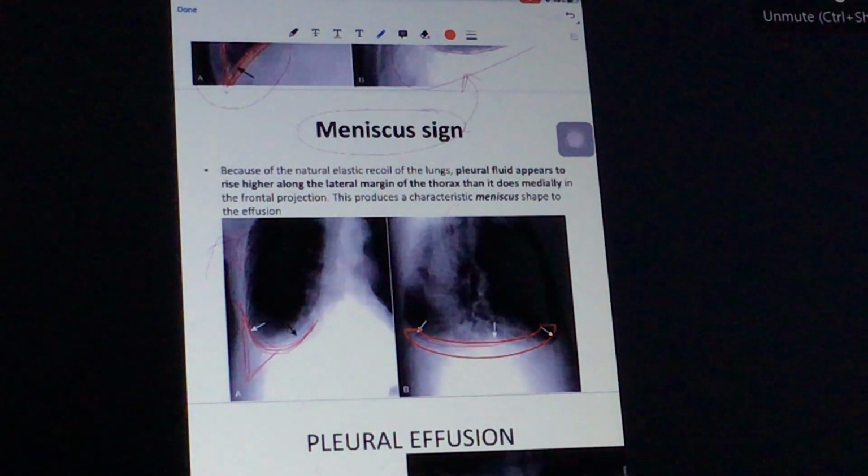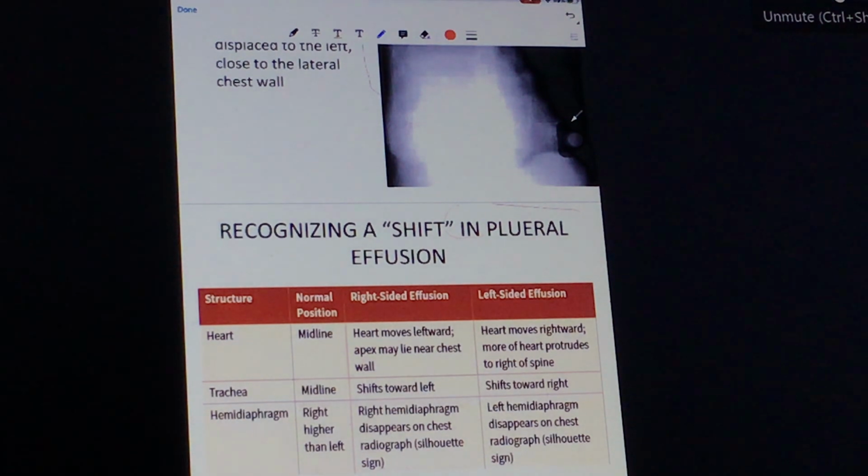So, I'll just end my discussion here. For pleural effusion, this is the summary of the position where structures will be shifted. You just read it. And again, it's a summary; the rest is good to know. You can read it on your own.